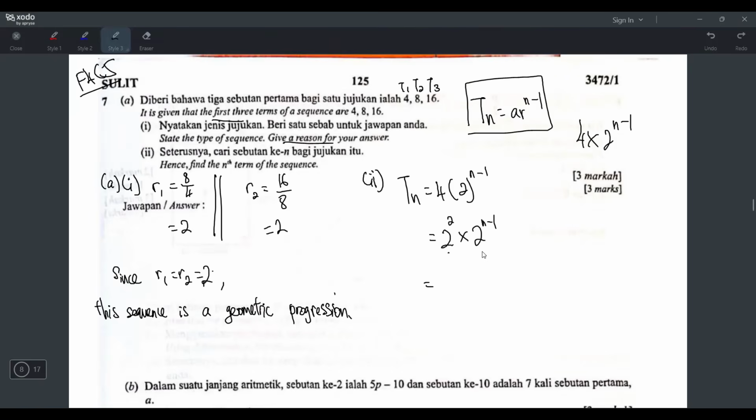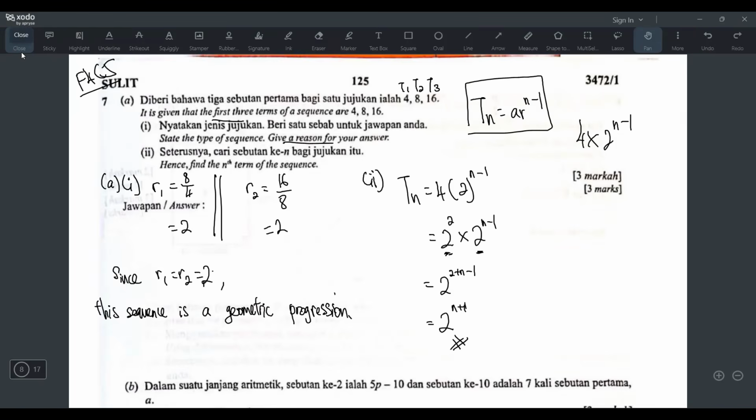And when you have two same base, kalau you ada dua nombor same base and you want to times the power, you can plus, right? Because you learn in law of indices, kalau base sama darab, power tambah. So base 2 times base 2, you keep base 2 and then the power you plus, so 2 plus n minus 1. So you end up getting 2 power n, because 2 minus 1 is just positive 1. And I think this is already in the simplest form. I don't think there's anything you can do more. So this is the answer already. All right, that's it.